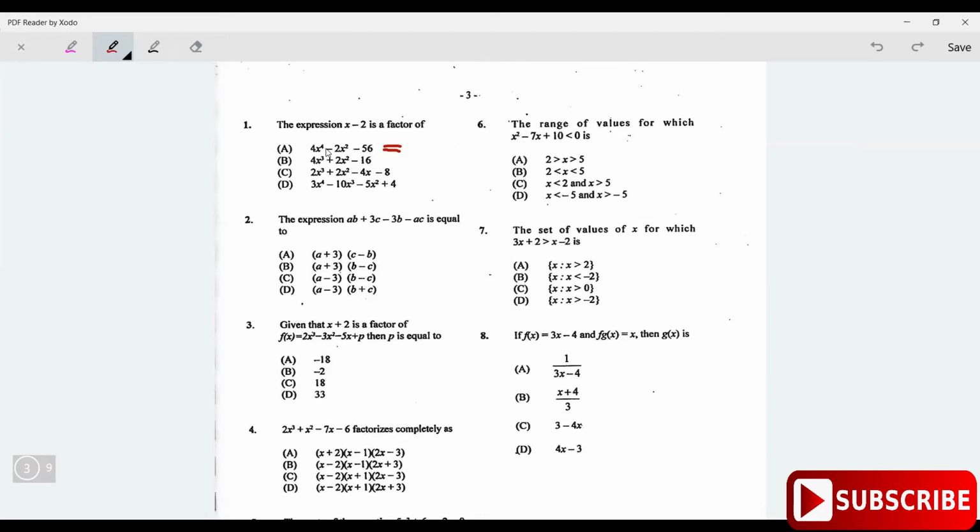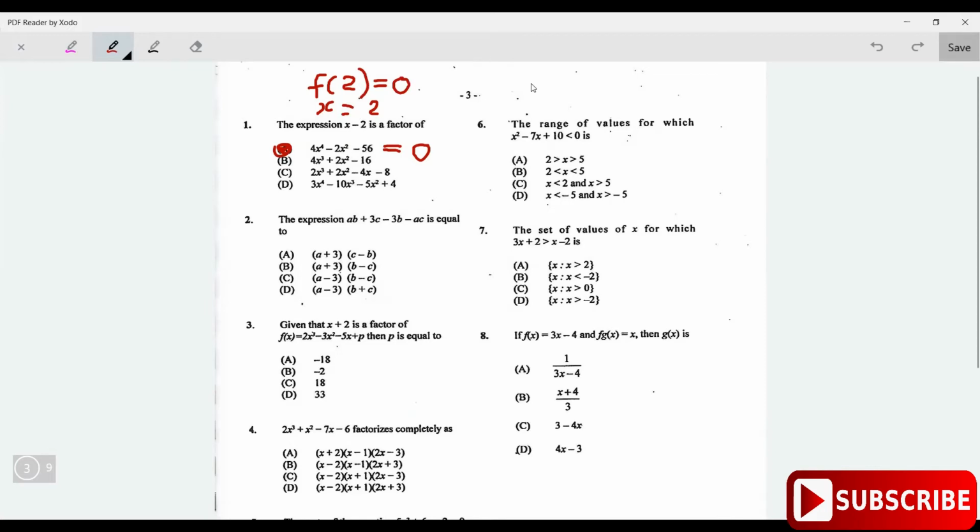So I'm plugging in the 2's in the first one, and this one gives me 0. All right, so you substituted x as 2, and in the first one you get 0, and so A is the answer. If x minus 2 is a factor, then f of 2 equals 0. All right, that's it. Easy.